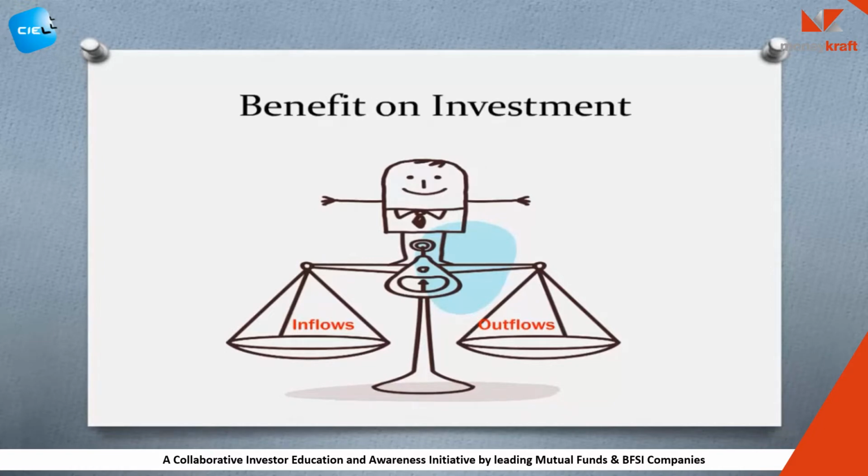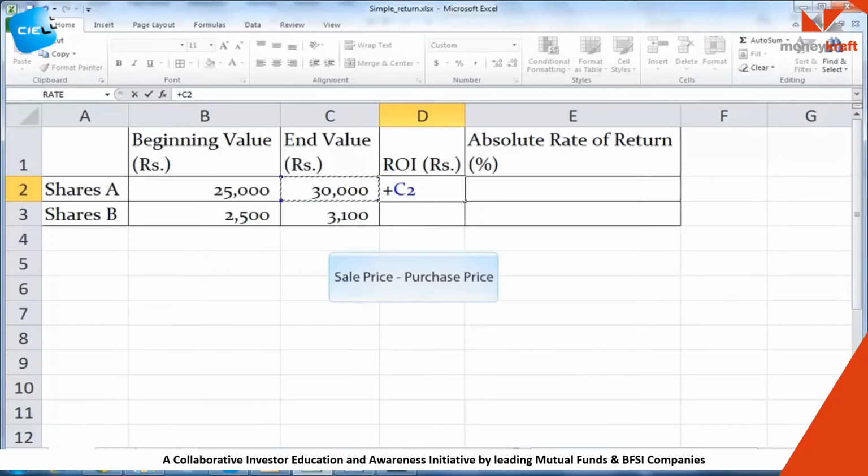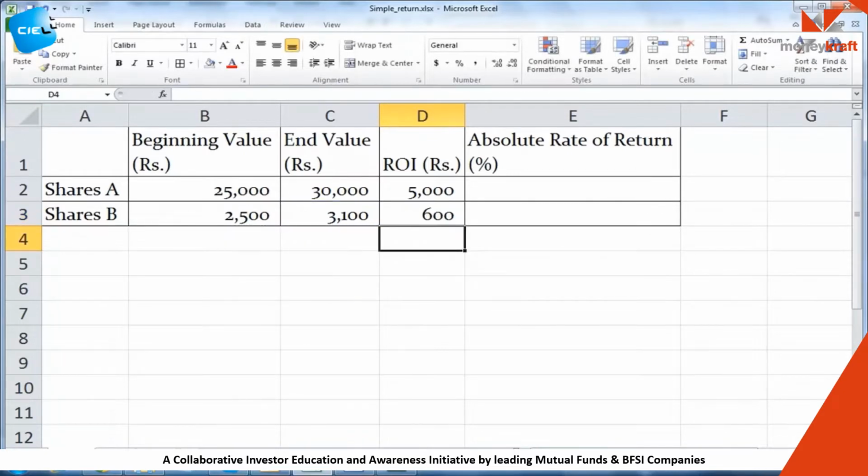Consider these examples. Sumit purchased equity shares of A Limited for Rs 25,000 and sold them at Rs 30,000. He also purchased equity shares of B Limited for Rs 2,500 and sold them at Rs 3,100. Rupee amount earned on investment in A Limited is equal to 30,000 less 25,000, which is 5,000 rupees. Rupee amount earned on investment in B Limited is equal to 3,100 minus 2,500, which is 600 rupees.